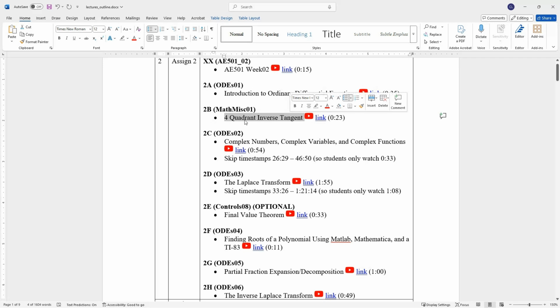So this talks about what is a four quadrant inverse tangent and how that is different than a normal inverse tangent. The other idea that we want to talk about is complex numbers. When you have a square root of -1 showing up in a number, that's the imaginary number that gives you an imaginary component. And instead of just being on a real line, you now have a real-imaginary plane. So that's what this discussion is. It's about complex numbers, complex variables, and complex functions.